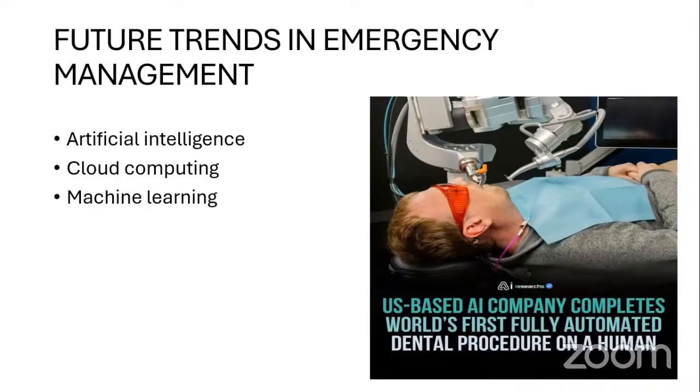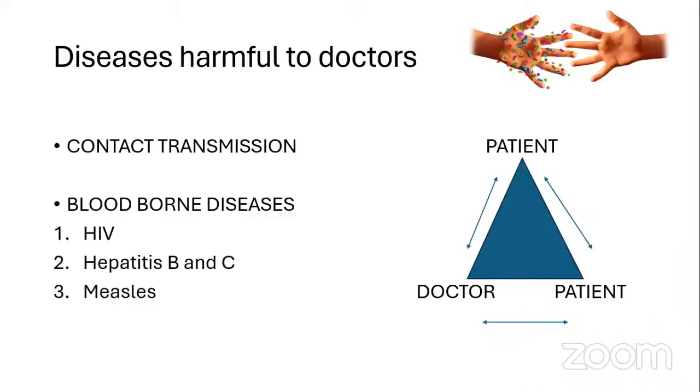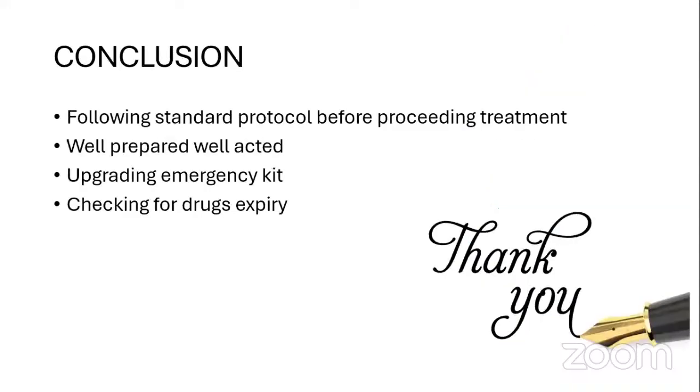Next is machine learning. Next, we'll come to an important topic, diseases harmful to doctors as well as patients. This is a cycle, which I have shown here in a triangle: patient, doctor, and patient. The disease can spread from doctor to patient, patient to doctor, or patient to patient. It is a two-way communication disease, through contact transmission or bloodborne diseases. Examples of bloodborne diseases are HIV, hepatitis B and C, measles.